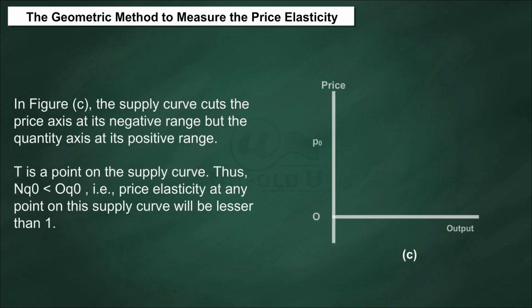In figure C, the supply curve cuts the price axis in its negative range but the quantity axis in its positive range. T is a point on the supply curve. Thus, NQ0 is less than OQ0, that is, price elasticity at any point on this supply curve will be less than 1.